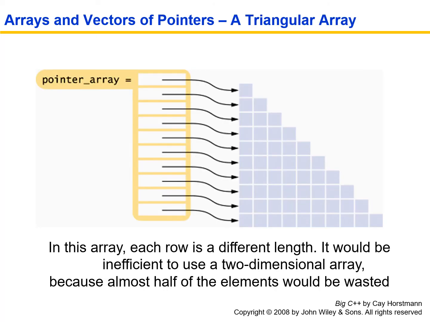Here's an example of a jagged array. This one they wanted to have the number of columns equal whatever row you're currently on. So the first row has one column, the second row has two columns, and so forth and so on. You would waste twice as much memory if you just made this a standard two-dimensional array. So it's better to create this as an array of pointers and then dynamically allocate an array for each pointer.